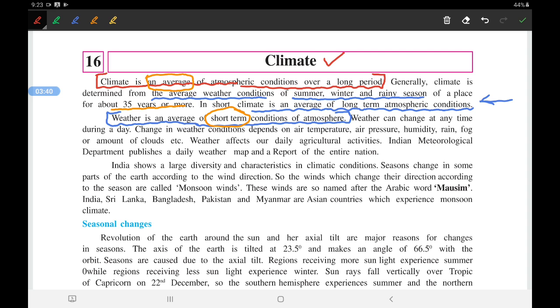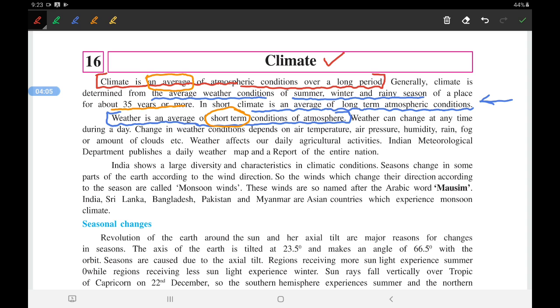Short term, like in summer, what will be the weather normally? It will be hot, it will be dry. What will be the weather in the monsoon? It will be moist, humid, overcast, raining, right? And during winter it will be cold and dry. So it is an average of short term condition, while this is an average of long term.